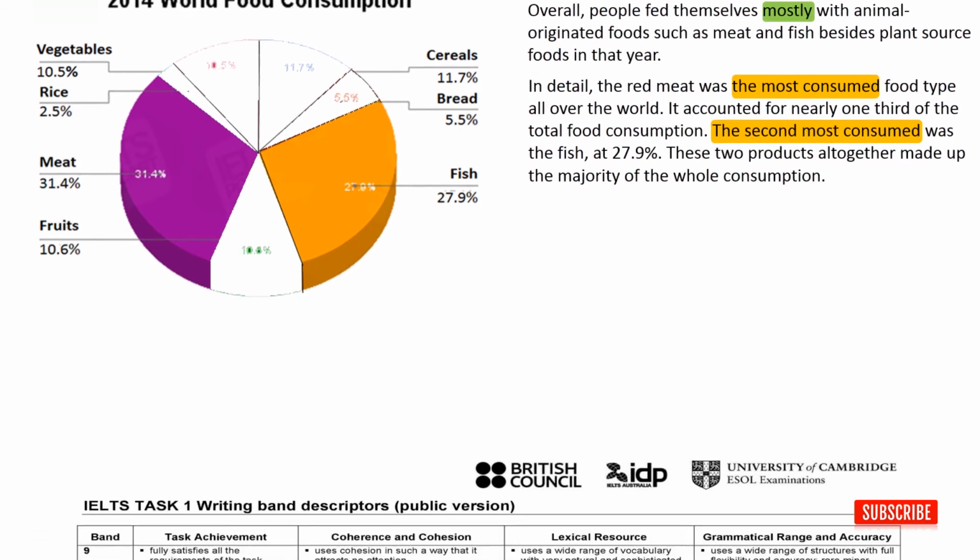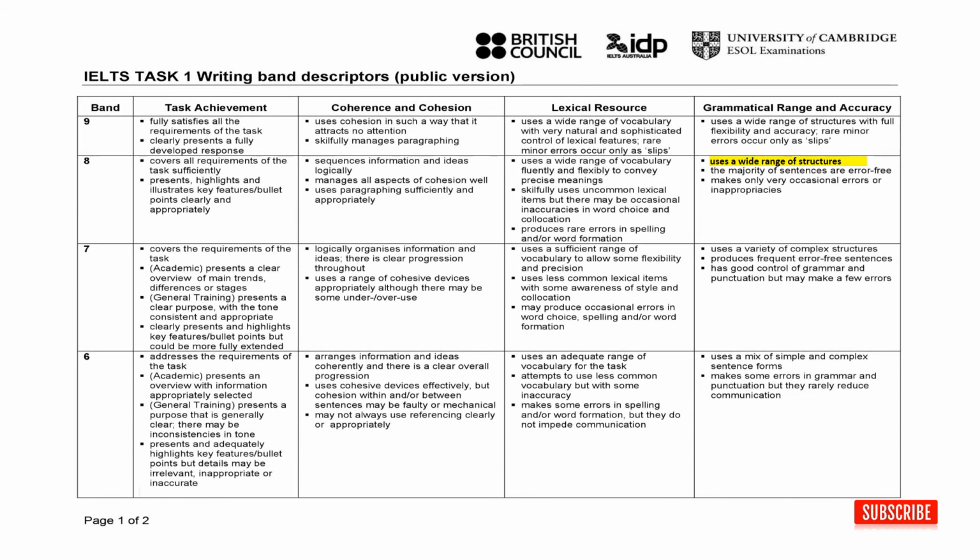In the public version of the Writing Task 1 band descriptors, it is written that the candidate who uses a wide range of structures gets an 8 score for their grammatical range and accuracy. This is one of 4 criteria on which your writing will be evaluated.